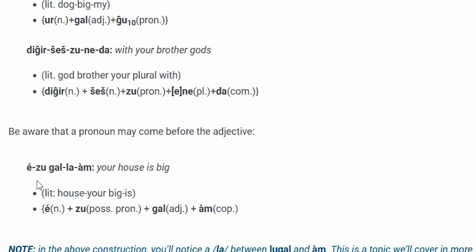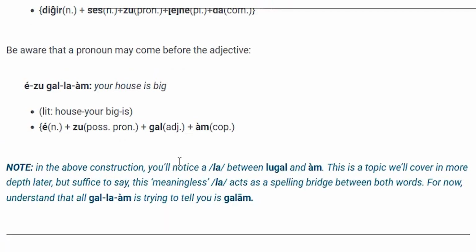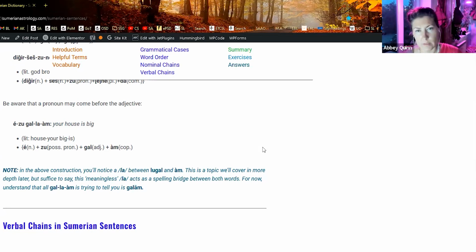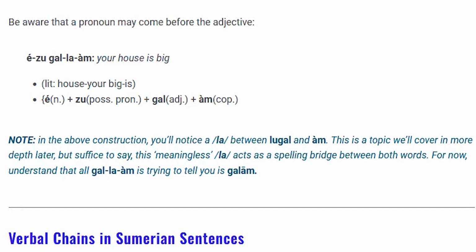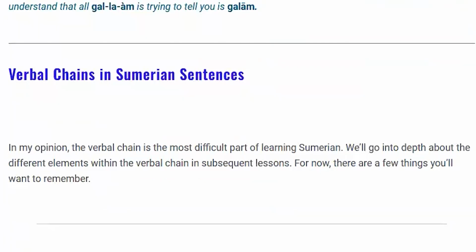Literally, house your big is. And then we have this little repeated in here. And then the copula. In the above construction, you'll notice a la between lugal and the copula. This is a topic that we'll cover in more depth later. But suffice to say, this is a meaningless la. It acts as a sort of spelling bridge between two of these words, which is gal and the copula. For now, just know that what this is trying to tell you is gal is.